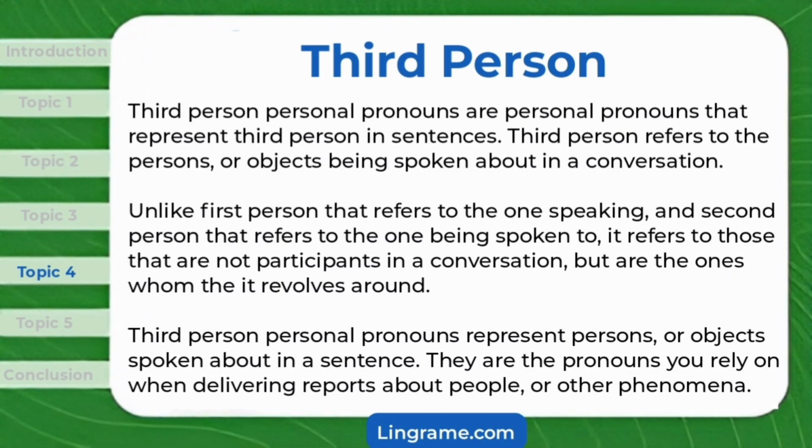Third-person personal pronouns. Third-person personal pronouns are personal pronouns that represent third person in sentences. Third person refers to the persons, or objects being spoken about in a conversation, unlike first person that refers to the one speaking, and second person that refers to the one being spoken to. It refers to those that are not participants in a conversation, but are the ones whom it revolves around. Third-person personal pronouns represent persons, or objects spoken about in a sentence. They are the pronouns you rely on when delivering reports about people, or other phenomena.